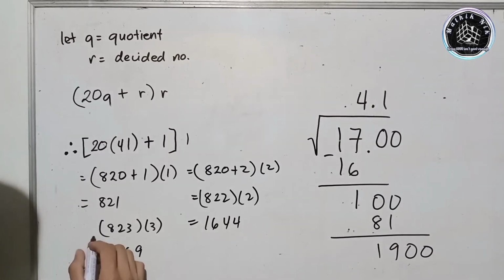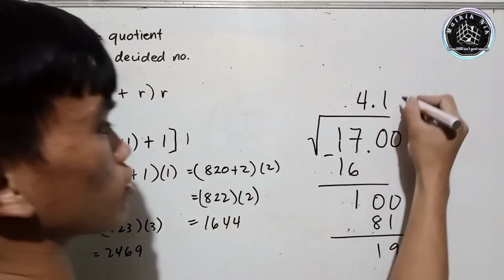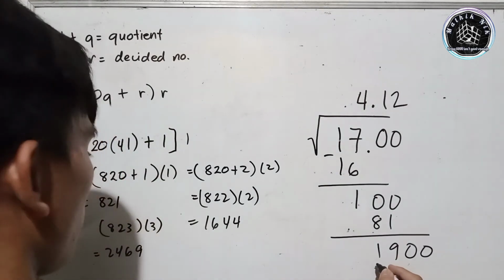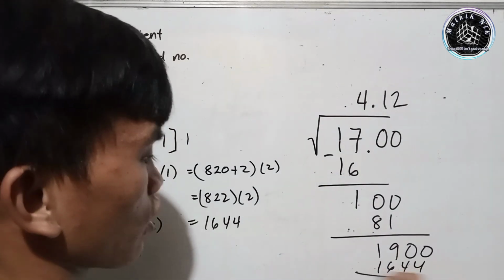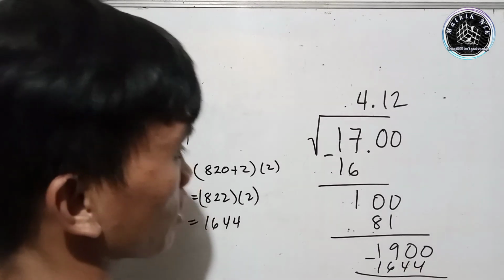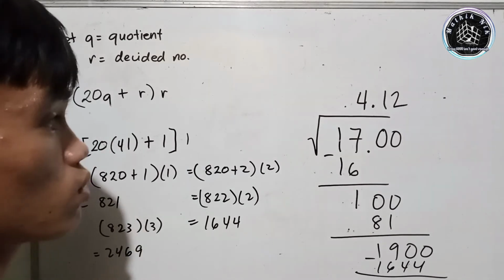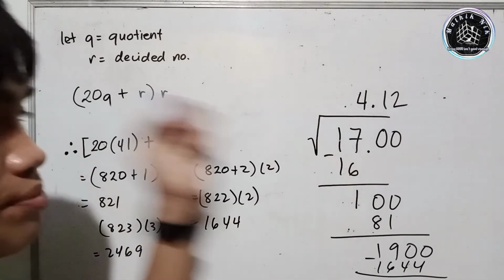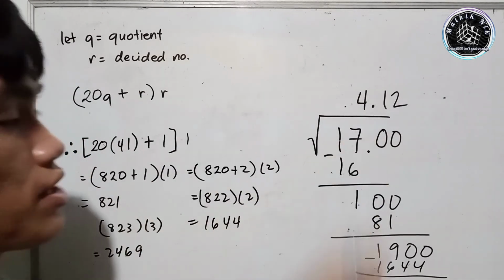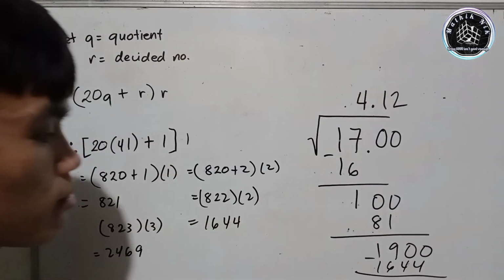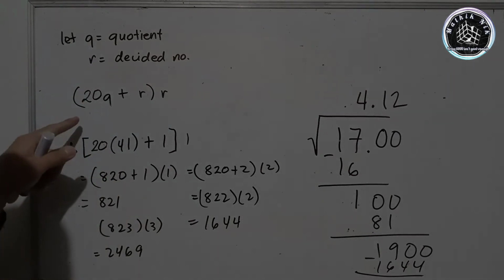So we put 2. So it is 1644. You can continue here, but when you find it to only two decimal places, the answer is 4.12. You can continue the solution as it goes like this.